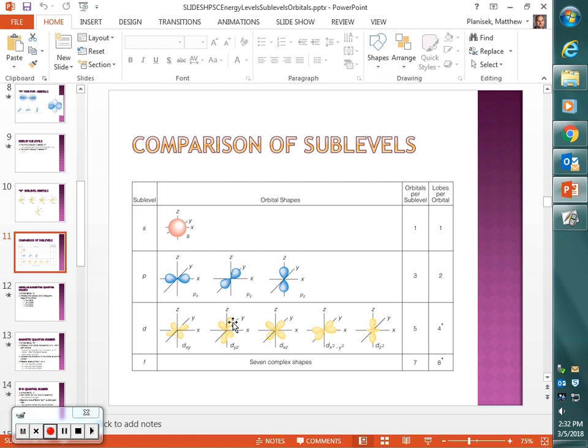All right? How can we tell which one is which if they're all in the same energy level and they're all the same shape? That's where the magnetic quantum number comes in handy, right?